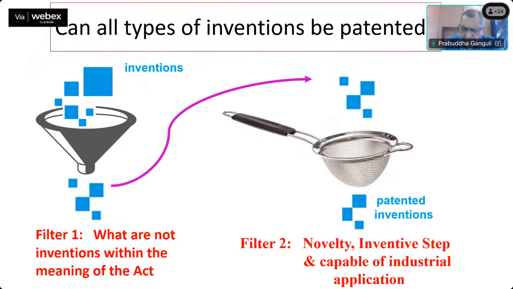When we look at our inventions, if an invention has survived filter number 1, we will have to subject it to the test of whether it is novel, whether it has an inventive step, and whether it is capable of industrial application. Clear? So now we will go into what is novelty, what is inventive step, and what is the meaning of capable of industrial application. Clear? So now let us go to the next step.